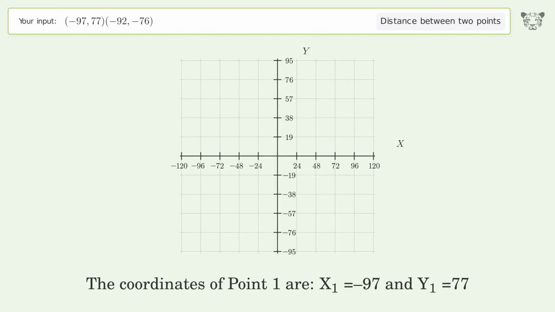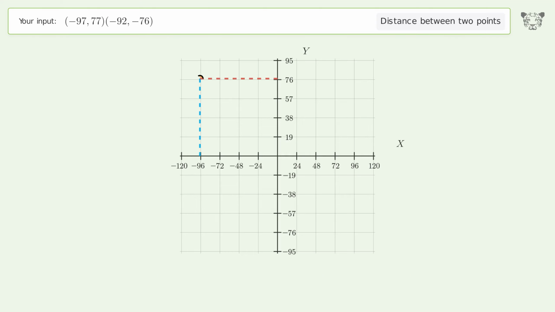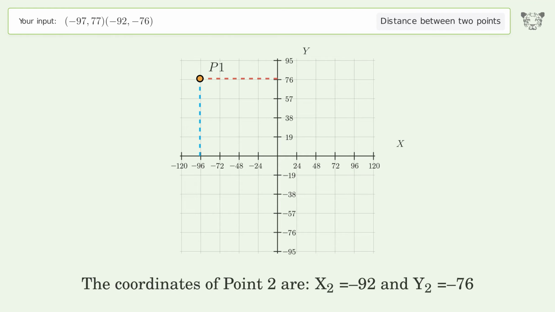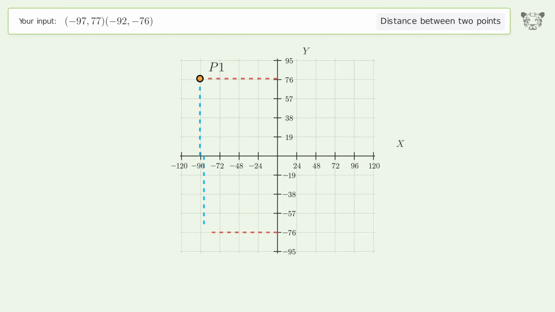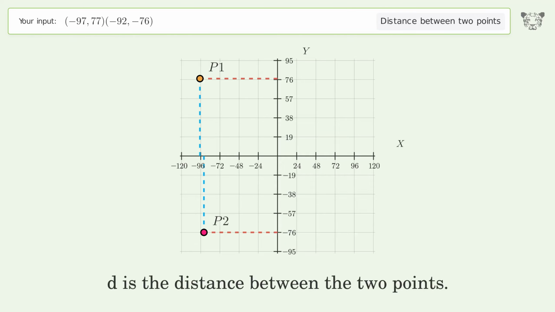The coordinates of point 1 are x1 equals -97 and y1 equals 77. The coordinates of point 2 are x2 equals -92 and y2 equals -76. D is the distance between the 2 points.